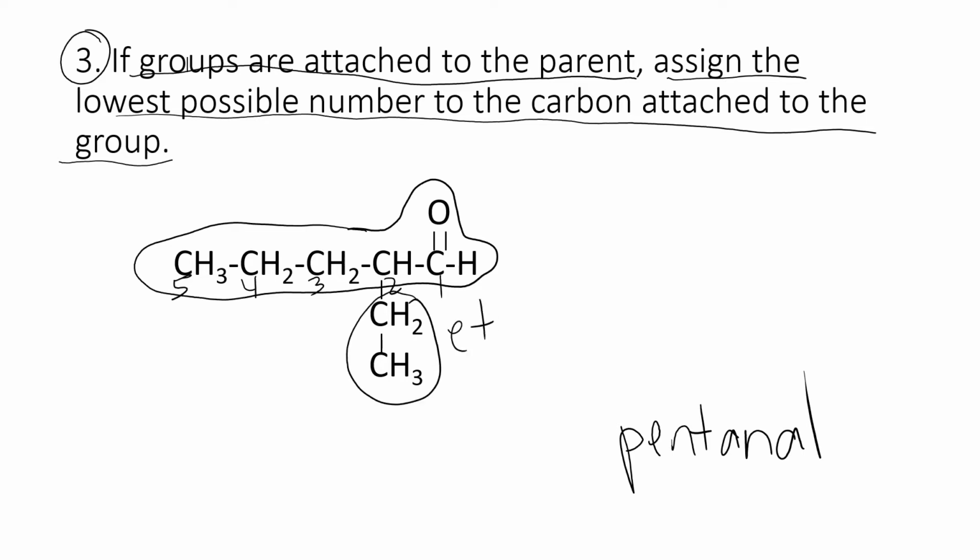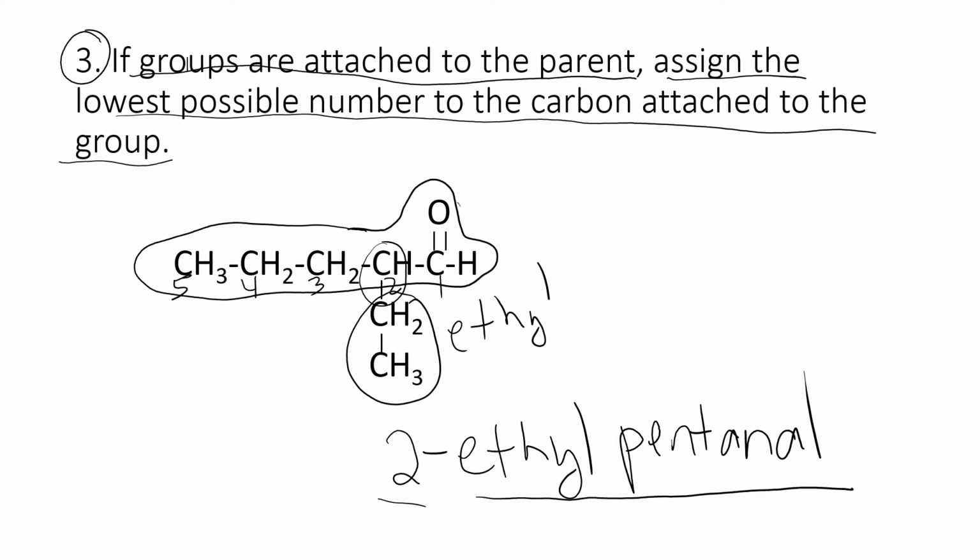And then what this rule is saying is we have a group attached. It's called an ethyl. And we want to assign the carbon that's in our parent group to have the smallest number. So the carbon number 1 has to be where the functional group is. So when we count right to left, that's going to be attached at carbon number 2. So we would write the group or the child in front of the parent. We have ethyl pentanal, and it's attached at carbon 2. So the name of our compound is 2-ethylpentanal.